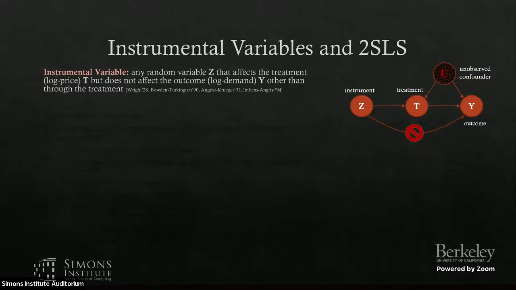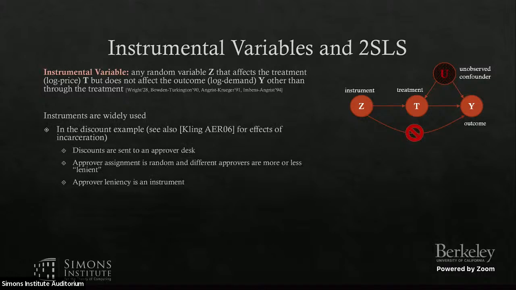So what can we do in such situations? One of the most empirically used approaches, in particular in fields like empirical economics and the social sciences, is what is known as instrumental variables, where an instrument is a random variable that affects the treatment, but does not affect the outcome other than through the treatment. So, for instance, in the discount example that I presented, what could be a good instrument?